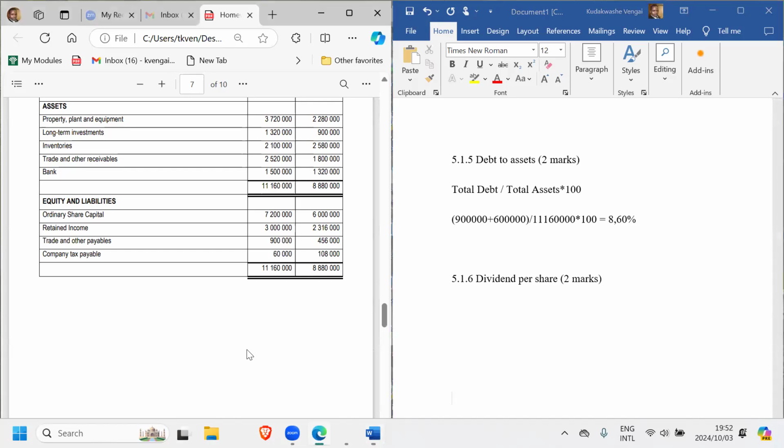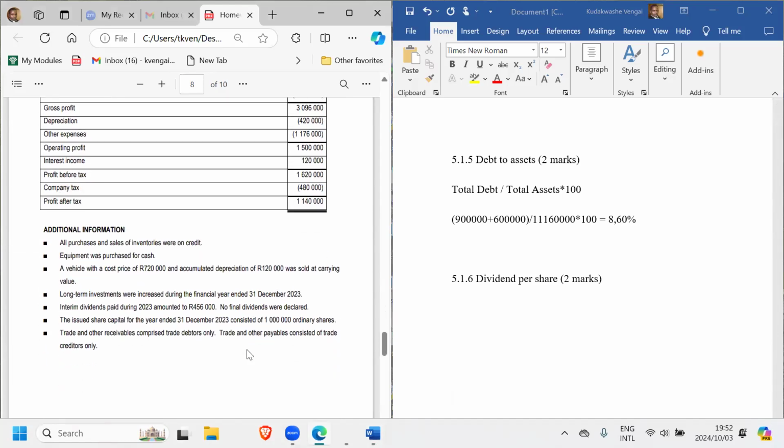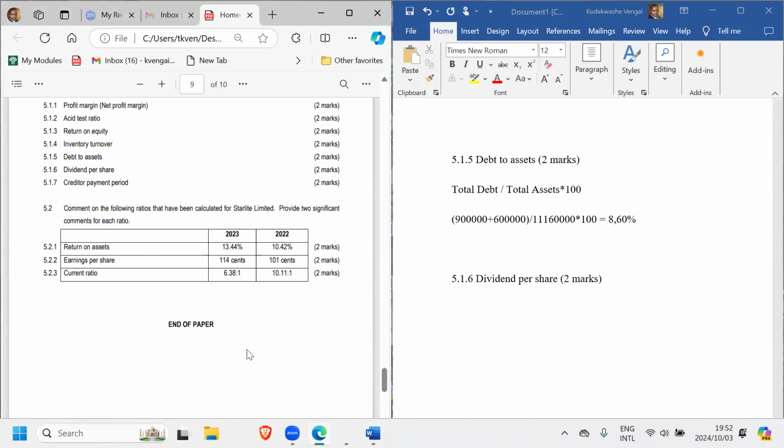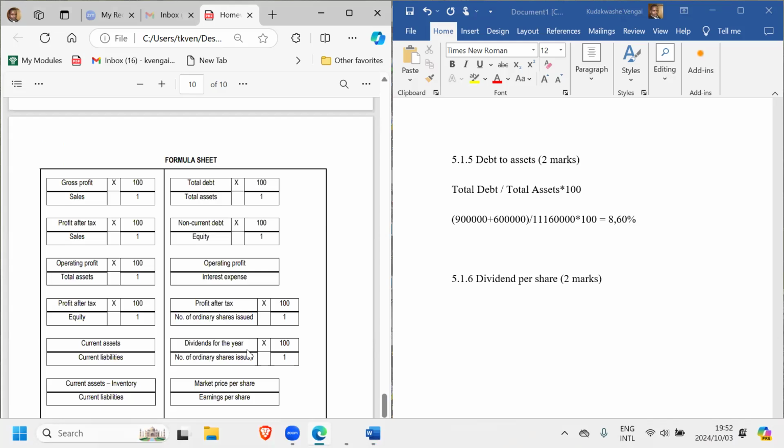If you check under the formula sheet, you see this one over here that I'm highlighting? That's the debt to equity. You can see it specifically says non-current debt divided by equity, which means you're not using all of the debt, but only the part that is non-current. So it's very straightforward.